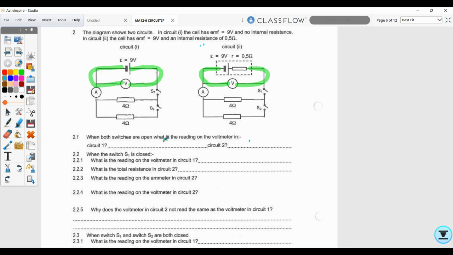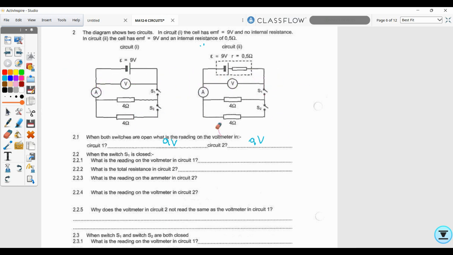So that's going to be 9 volts, and that's going to be 9 volts if all the switches are open, because there's no current flowing, so it's kind of the same thing. Please remember that if there is no internal resistance, the voltage across the terminals and the voltage across the circuit are going to be the same, because the battery gets nothing. So it wouldn't have dropped like it did in that first question that we did.